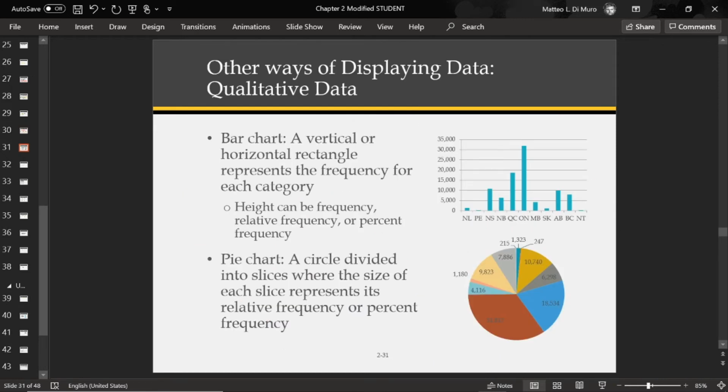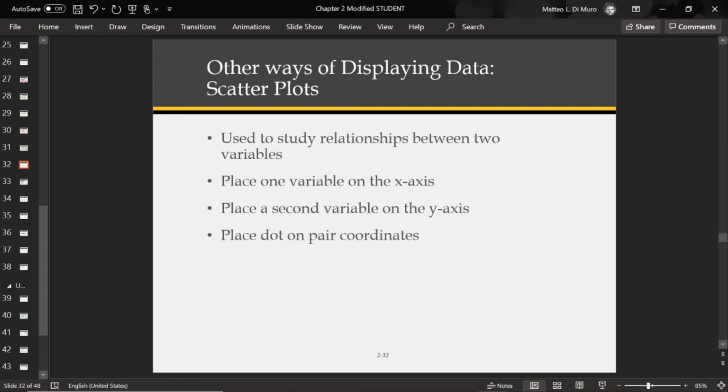And here's some other ways of displaying data that you're probably familiar with, like horizontal and vertical bar charts, pie charts. I'm never going to get you to do any of these, okay, but obviously just want to make sure you're aware of them. There are other ways of displaying data.